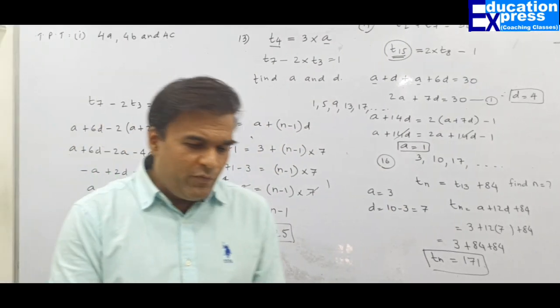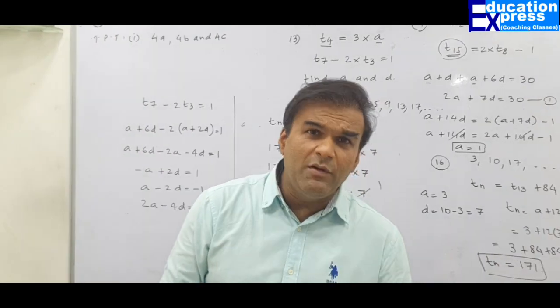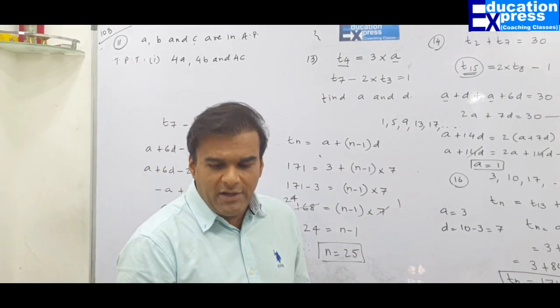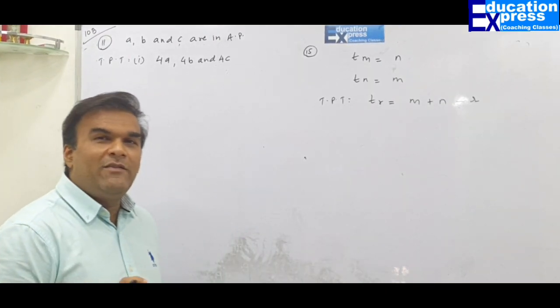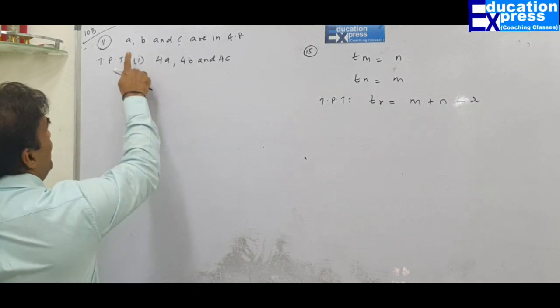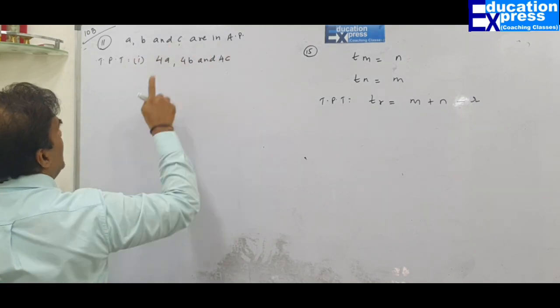Let us move on to question number 15 and question number 11. Both would be done together. Alright, let us start with question number 11, guys. Please pay attention. This is a very simple question. It is given that A, B and C are in AP.